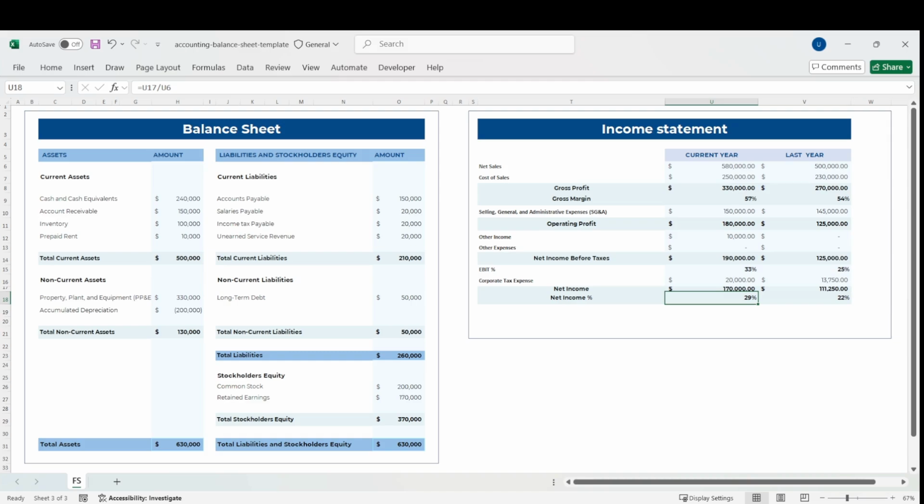The company should consider investing some of this income into growth initiatives like R&D or new market entry to continue its upward trajectory. The growing retained earnings strengthen the equity position. We have seen 170,000 was added only this year to the retained earnings, which improves the company's balance sheet and gives more flexibility to fund future growth or weather economic downturns.